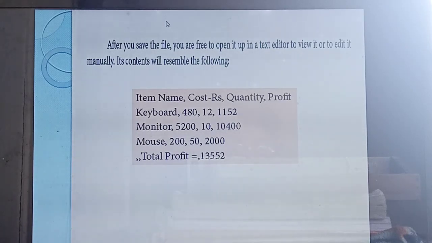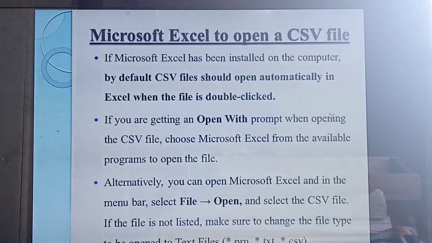After saving the file, if you double click, the file will open in the text editor. If you open the file in the text editor, the same thing will display as output. See, each thing will be displayed with comma separated values. Understood? This is the way you create a CSV file in Excel. Okay. Next one, how you need to open a CSV file.